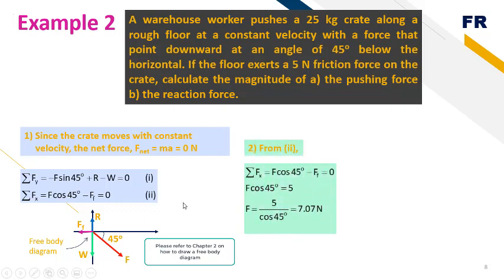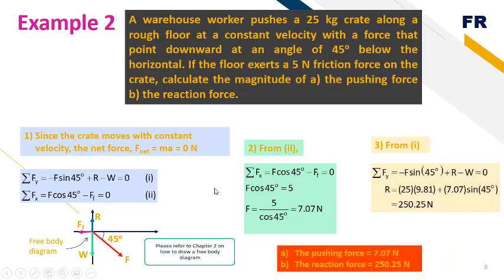The second step, from equation 2, we can determine the magnitude of the pushing force applied to the crate. By rearranging the equation, we get F equal to 7.07 Newton. And the third step, from equation 1, we did the same thing, that is, rearrange the equation and substitute the values into the equation to get the reaction force R to equal 250.25 Newton.